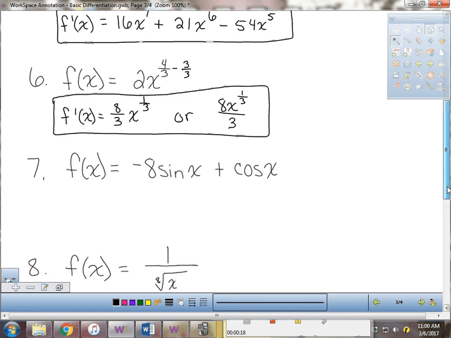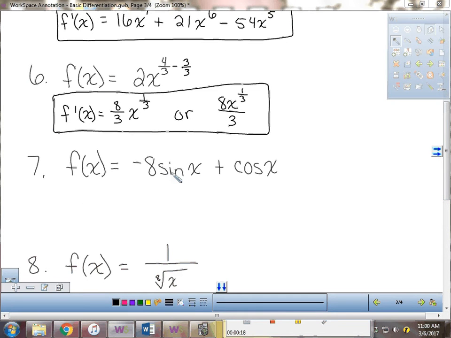All right, so look at this. Well, the derivative of sine x is cosine x. So this will be negative 8 cosine x. And the derivative of cosine x is negative sine x. So this will be negative sine x. And I'm done.